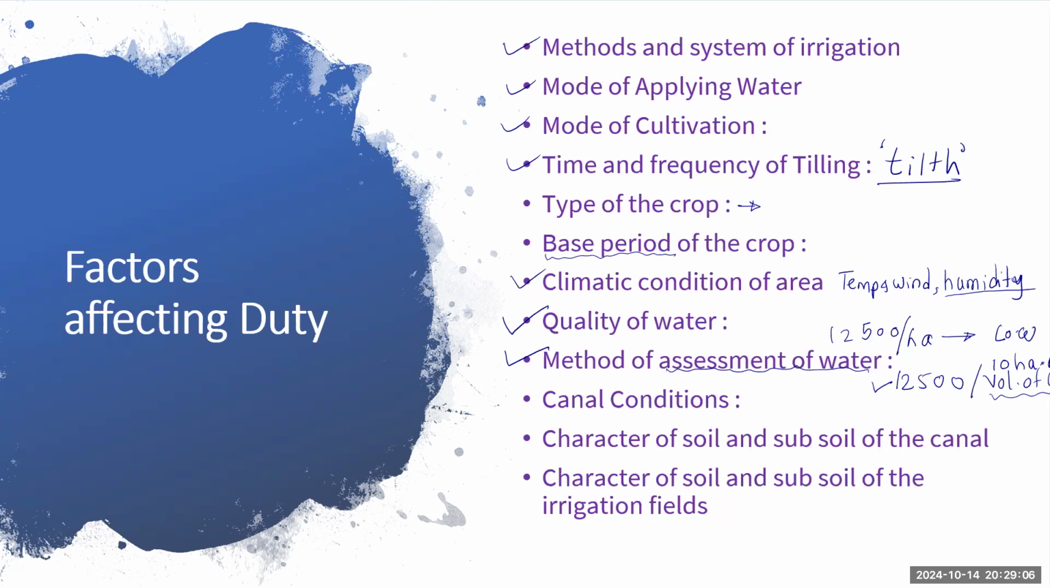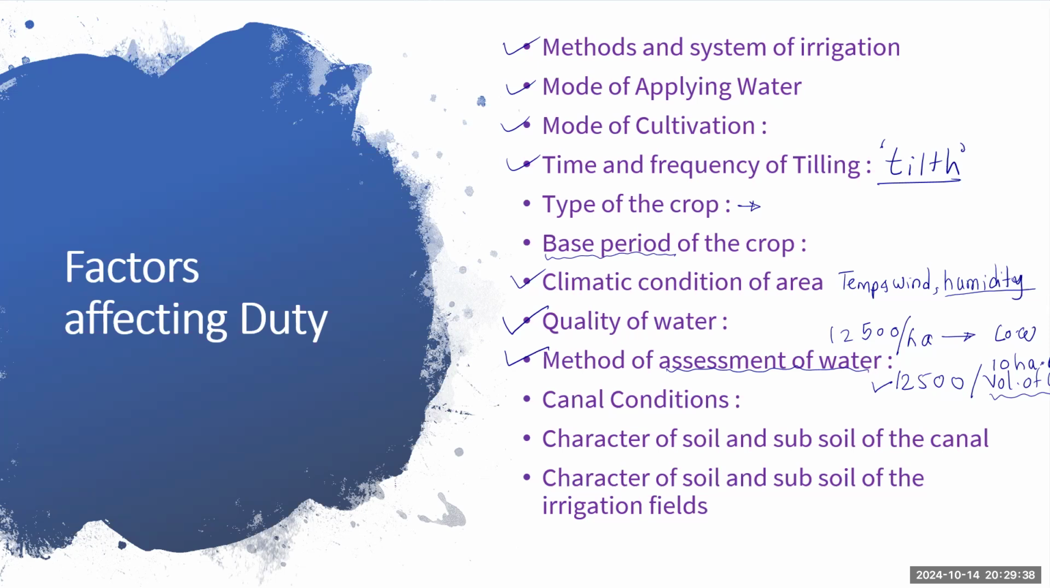Next is the quality of water. So if the water contains some harmful salts, in that case, more water is required to be applied. Because when more water is applied, these salts are leached off. These salts are drained out from the area. So as more water is required, if the quality of water is not good, in that case, the duty will be lower. And if quality of water is good, the duty will be higher.